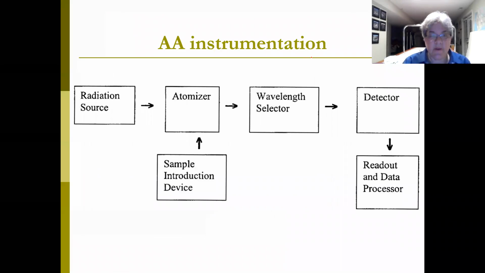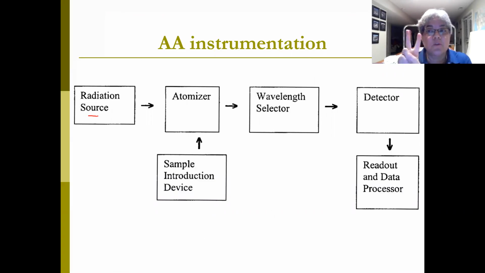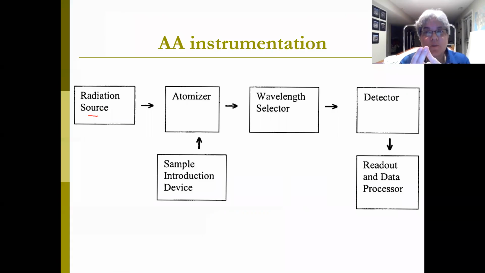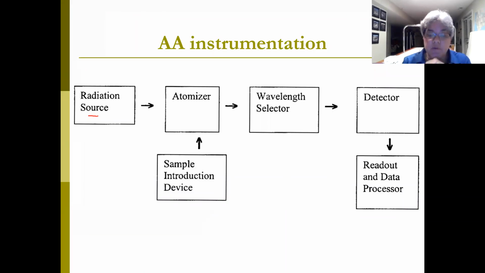Okay, so the instrument. So far we've looked at the source, and you should now know there are two sources. What are they? Hollow cathode lamp and electrodeless discharge lamp. So HCL and EDL. You need to know the name of those two sources. All right, next we want to look at the sample introduction. I need to get my sample into the instrument.